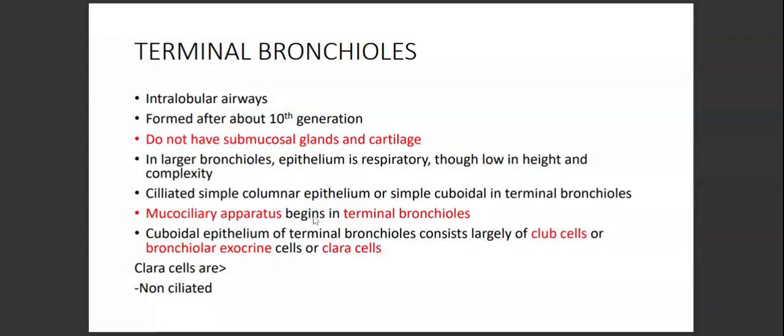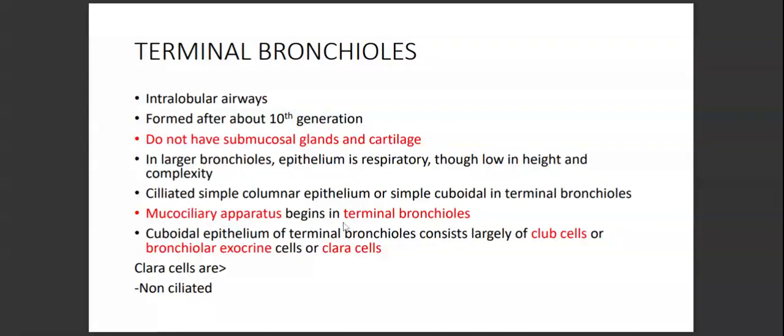the mucociliary apparatus begins in the terminal bronchioles. This is a system that ensures that the mucus that has trapped dirt and other particles is swept out of the airway. Because if it is allowed to stay in the airway, it will eventually block the airway, and that will lead to suffocation. So this mucociliary apparatus is actually cilia that are sweeping. Cilia are there in the airway to sweep this mucus out of the airway. That sweeping process begins in the terminal bronchiole.